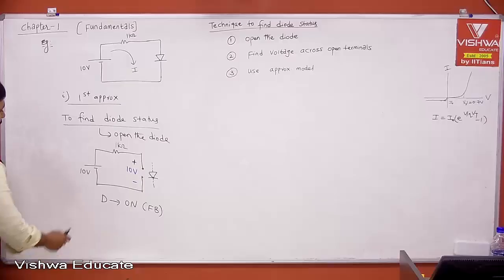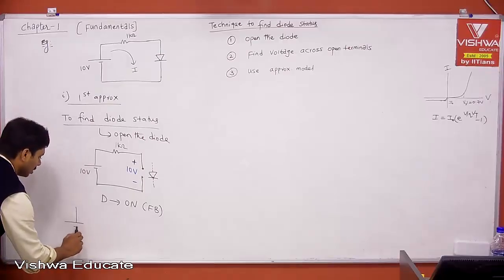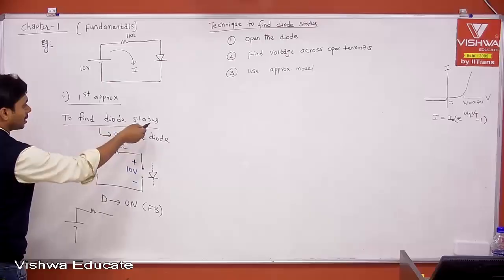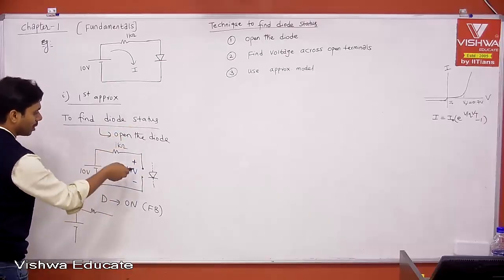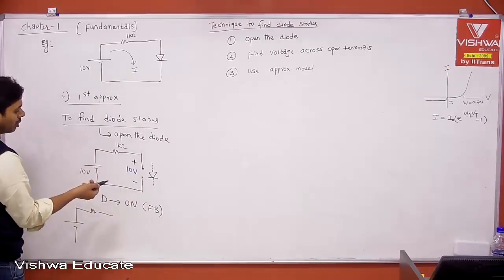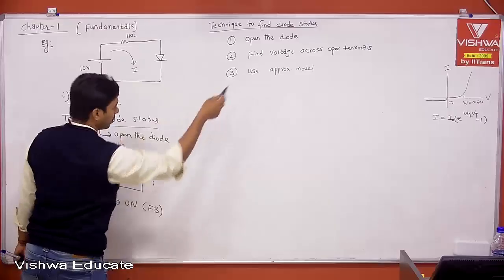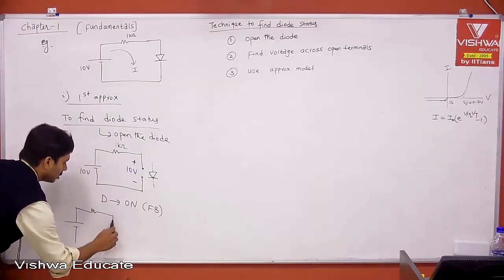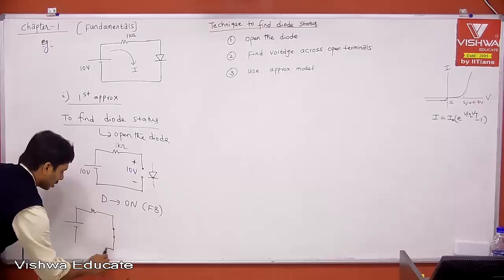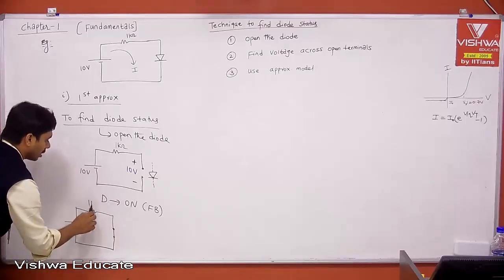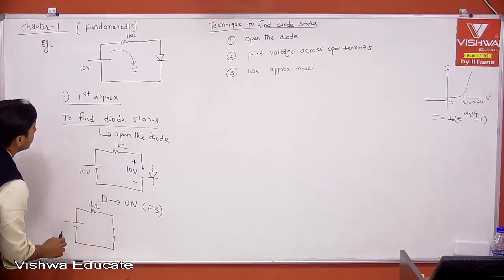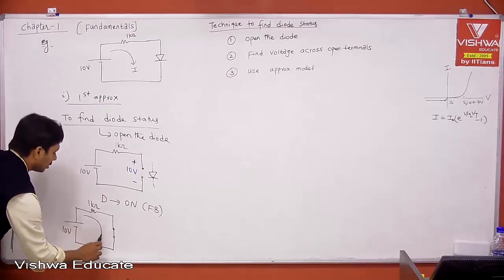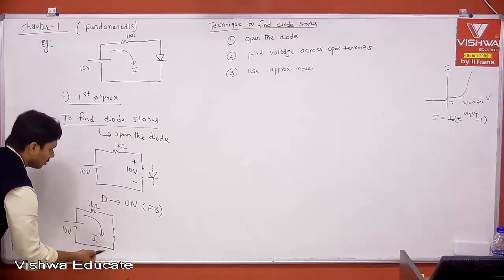If that is the scenario, then what is your circuit? Because we understood the status of diode, right? To find the diode status, we understood the status of diode by opening it and then finding open terminal voltage. Okay. Then we used the approximate model. We know that if this is greater than 0, it is a short circuit. Therefore, this is nothing but a short circuit, and this is 1 kilo ohm, and this is a 10 volt battery. Now tell me, what is the current? It is straightforward to find, right? Therefore, you can apply.